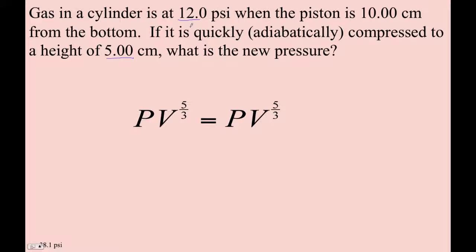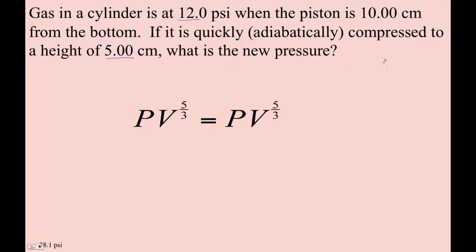If it was a constant temperature compression, which it's not, we would expect the pressure to be 24 psi. That is, we cut the volume in half, we would double the pressure. But in this case, we're going to more than double the pressure because the temperature is also going to rise. That'll give us more pressure.